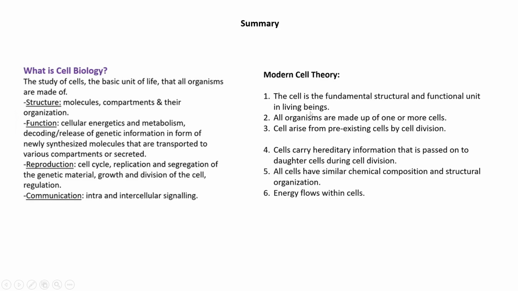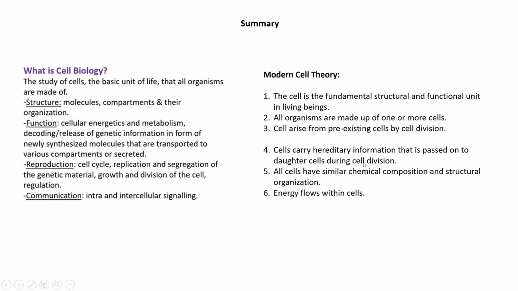Okay, so whether it can be unicellular or multicellular. Certain unicellular organisms contain a single cell which carries out the various functions, so an organism is at least made up of one cell, and a multicellular organism has more than one cell. Okay, and a cell arises from a pre-existing cell by cell division, and it carries the hereditary information that passes on to the daughter cell during cell division.